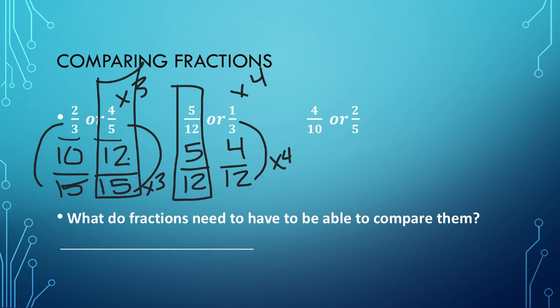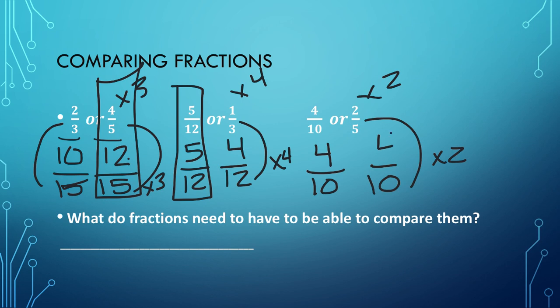All right, and then our last one, 4/10 or 2/5. We probably know our common denominator is 10. We know 5 can go to 10, so this one doesn't change at all. We take 5 times 2 to get 10, so we're going to take 2 times 2 to get 4. Oh, guess what? They're the same, so there's no greater one. They are the same. Now to answer our fill in the blank below, what do fractions need to have to be able to compare them? They have to have a common denominator.